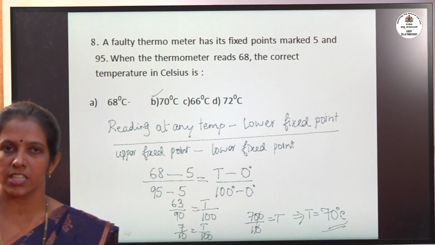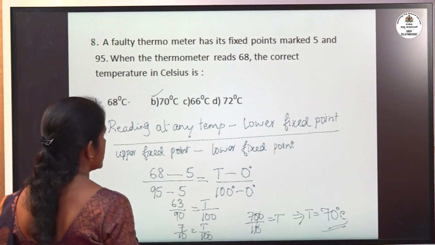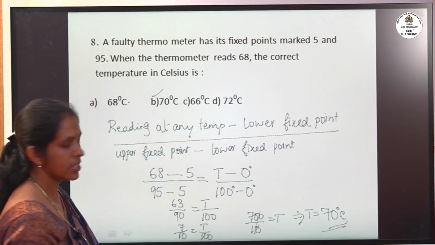Converting Fahrenheit to degree Celsius is the same. Converting degree Celsius scale to Fahrenheit, we use the same method.